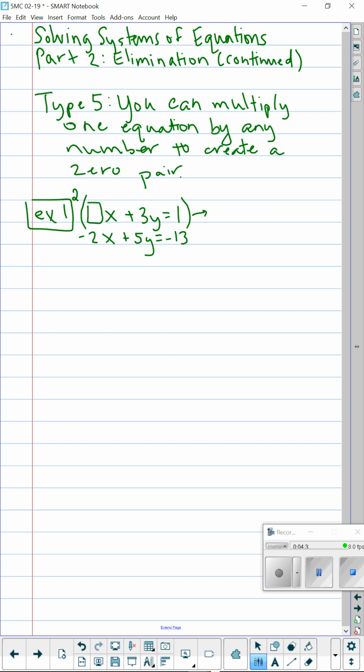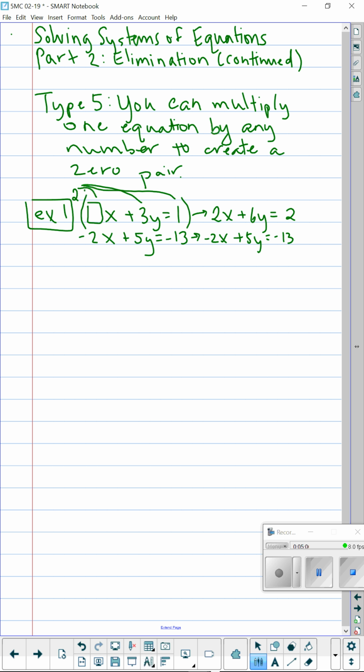So now instead of just x, that becomes a 2x, and then 2 times 3y is 6y, and then 2 times 1 is 2. All I did was multiply each of these by 2. And then we want the second equation to stay the same. So -2x plus 5y equals negative 13.